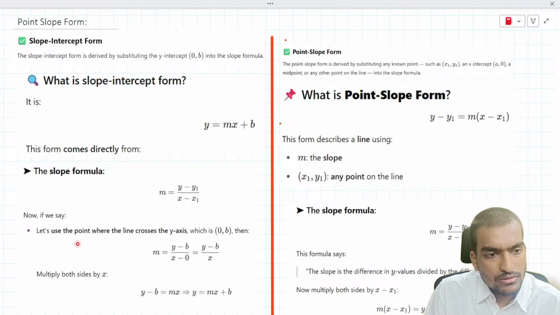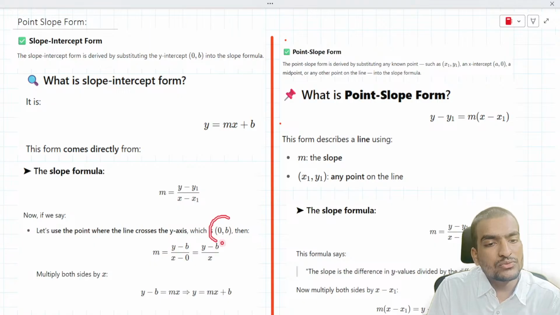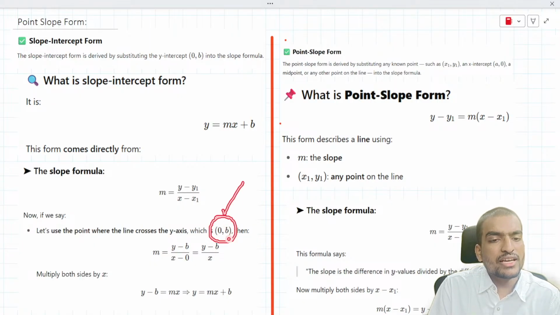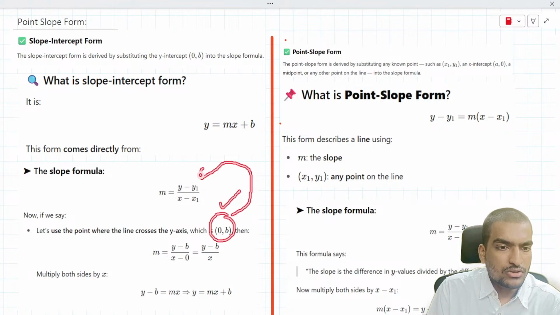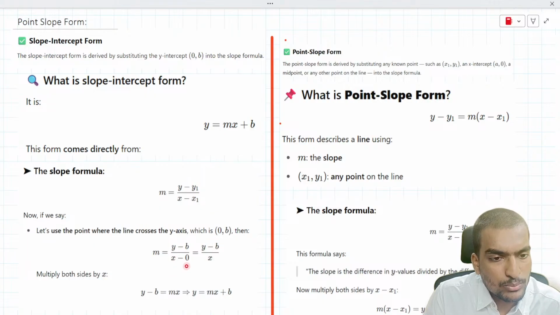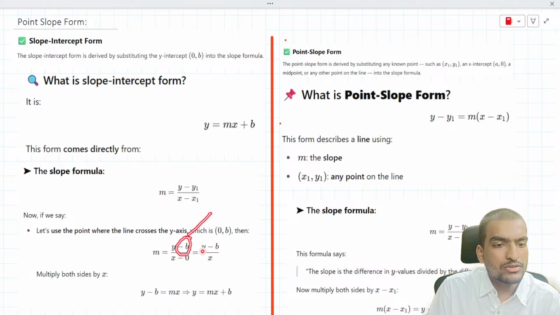Whenever the line crosses the y-axis, what do we know? When the line crosses the y-axis, x equals 0 and you get a y point, which we just consider b. Now if you input this y-intercept into the slope, what do you get? y1 is b and x1 is 0. That's what I input and I got this: m equals y minus b by x.